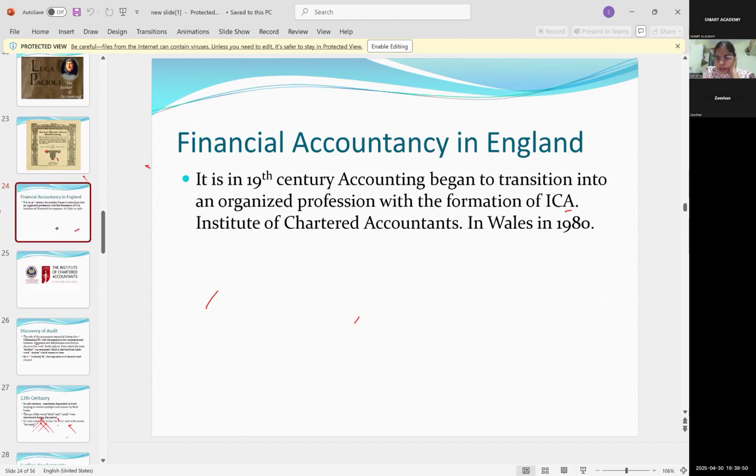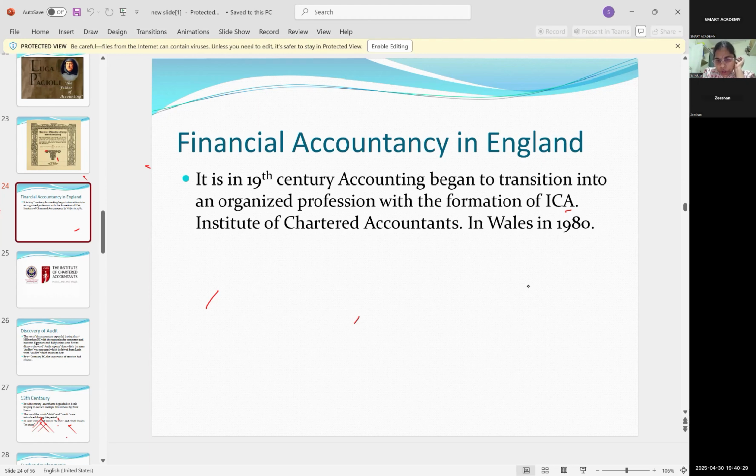Now coming to this slide, the Britishers have started an organization called, what is the organization name? Institute of Chartered Accountants. Now this institution, the ICA, what they'll do is frame certain rules and regulations. Now these rules and regulations are applicable all over India, right?